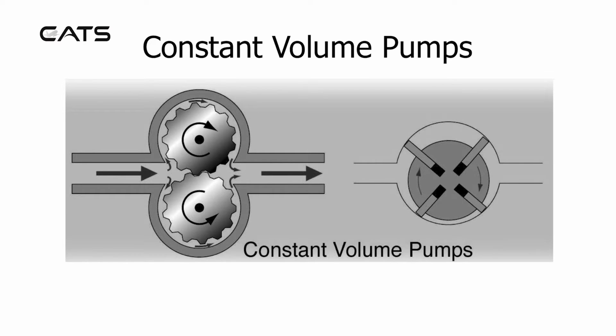Constant volume pumps. Here are two examples. On the left is a spur gear arrangement. The two gears work to take a volume of fluid and transfer it to the outlet of the pump. On the right is the slotted vane. As the pump turns, the slotted vane leaves its receptacle and isolates a volume of fluid and transfers it downstream. As the pump rotates, the slotted vane retracts back into its receptacle.